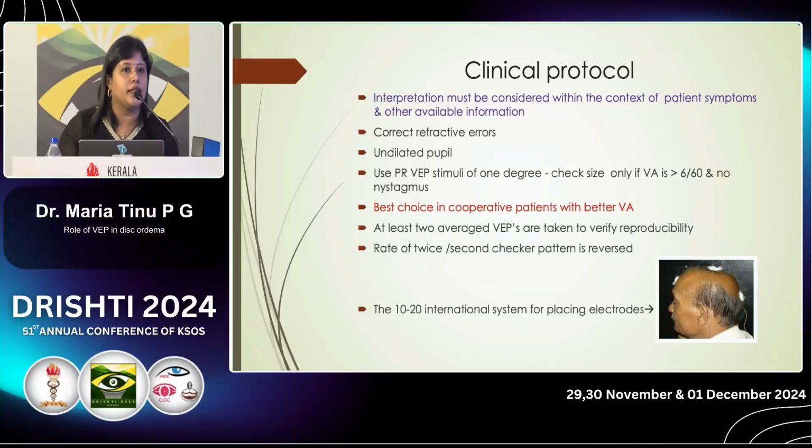So first you should correct the refractive error. You should test in an undilated pupil. Use pattern reversal VEP stimuli of 1 degree check size if the visual acuity is better than 6/60 and there is no nystagmus. It's the best choice in cooperative patients with better visual acuity. You should take at least 2 averaged VEPs to verify reproducibility, and the pattern reversal is twice per second, and we follow the 10-20 international system for placing the electrodes.